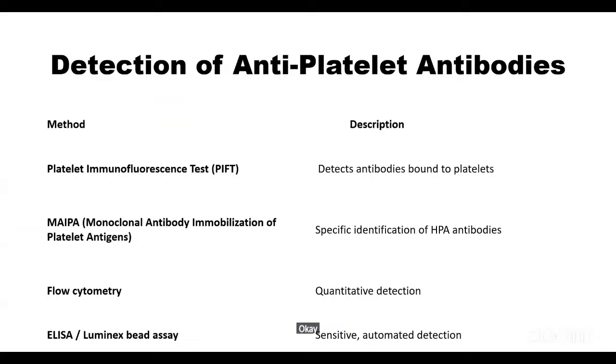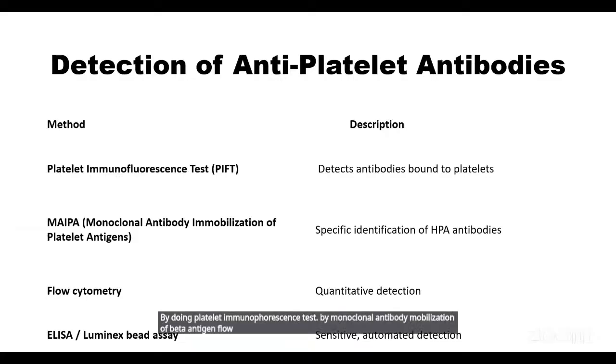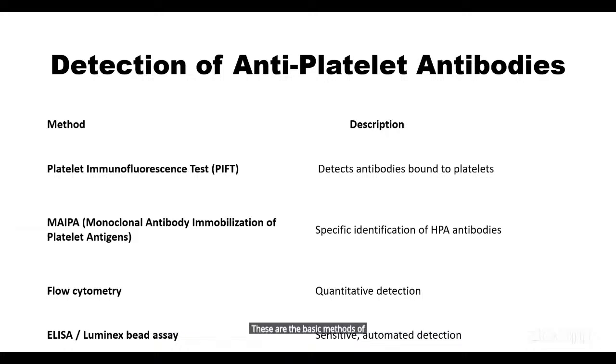Okay. How can we detect antiplatelet antibodies? The methods: by doing platelet immunofluorescence test, by monoclonal antibody immobilization of platelet antigen, flow cytometry, ELISA methods. These are the basic methods of detecting this antibody. Like I said, I don't want to break them down. For instance, this one is like when we are doing ICT.